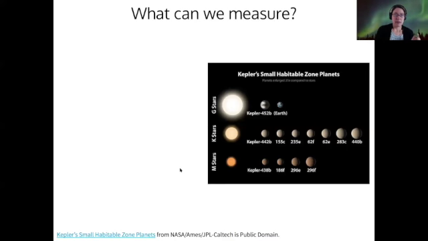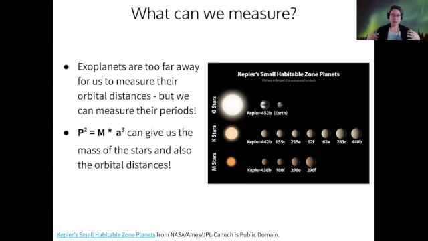So I just want to point out that when we're looking at exoplanets, we can't measure everything about their orbits. They're actually too far away in general for us to measure directly their orbital distance using a telescope, because they're just not distinguishable for the most part from their stars. They're not bright. You can only see the star for the most part. So we can't really measure their orbital distances.